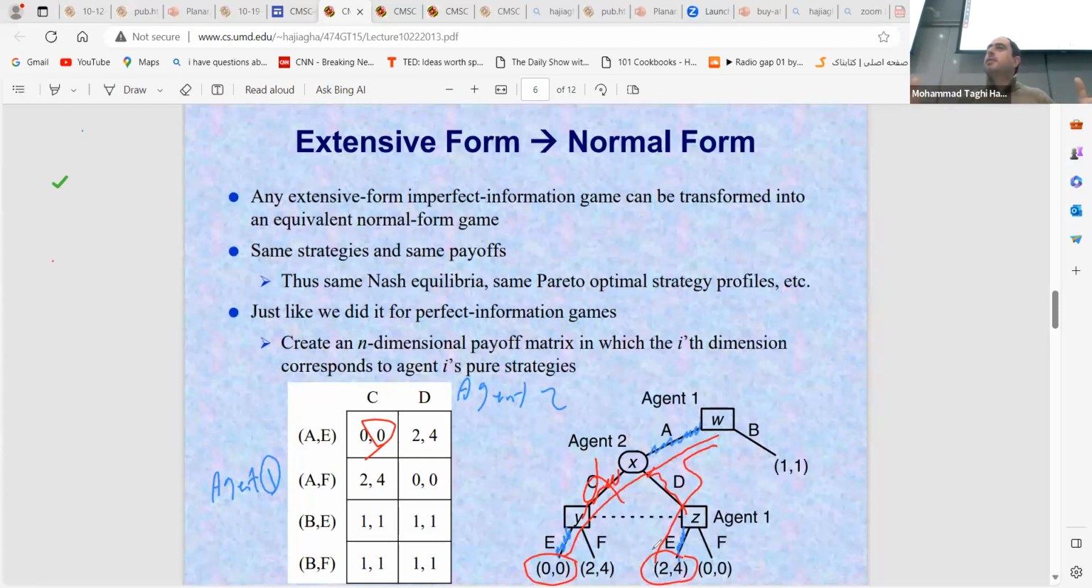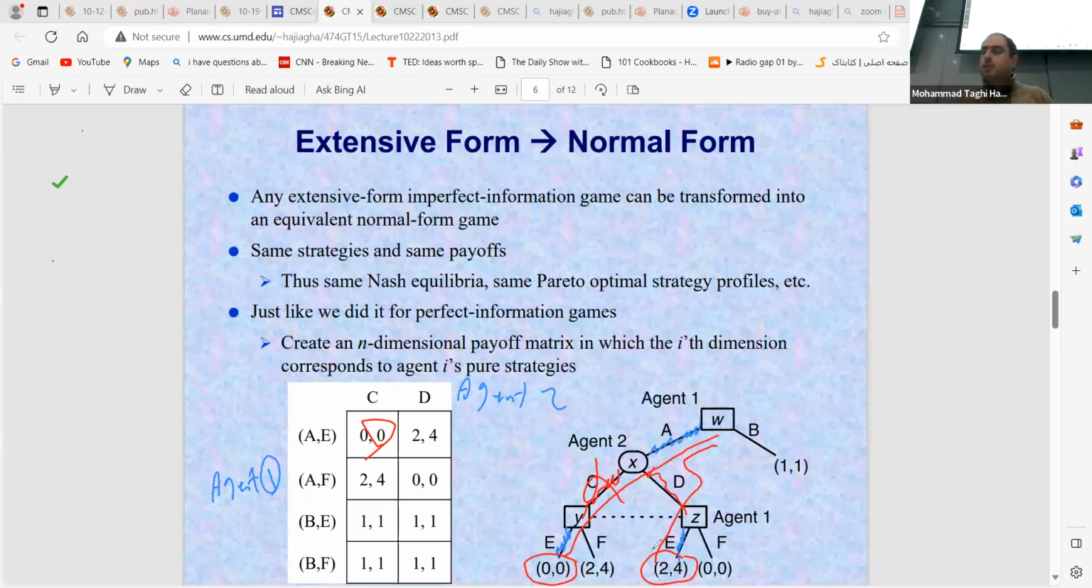So all the concepts come along: Nash equilibria, Pareto optimal strategy profiles, etc. All of those you can define. Some of them, like subgame perfect equilibria, you can still define if the information set is a singleton, but some of them may change essentially. We may not have all the properties as before.